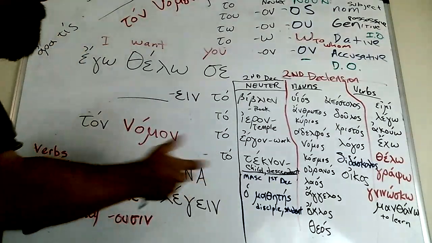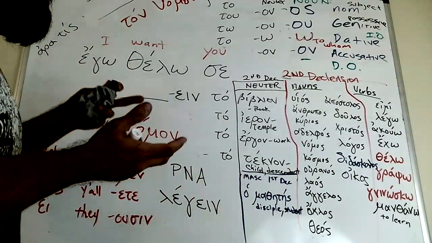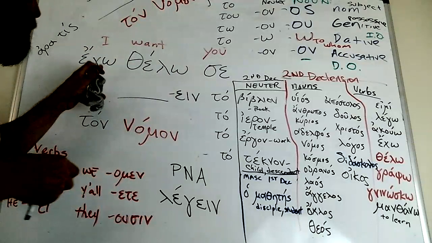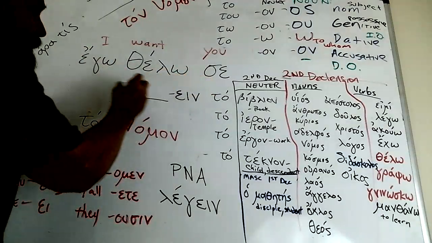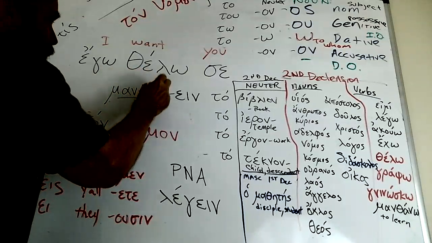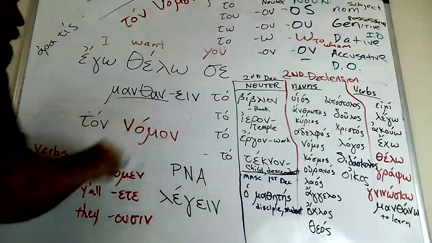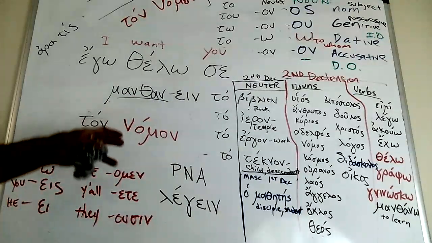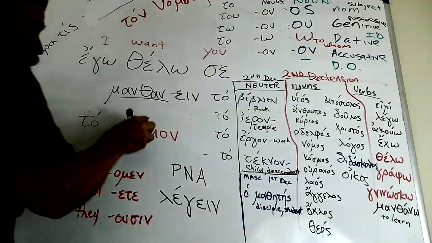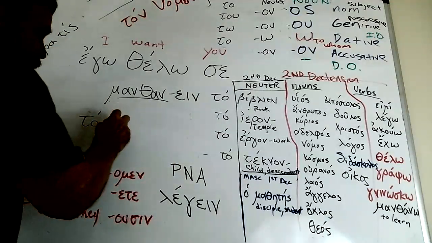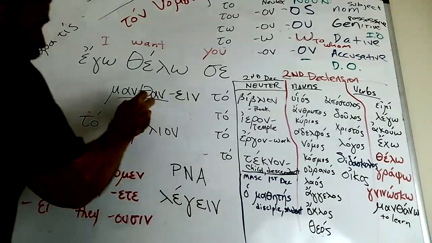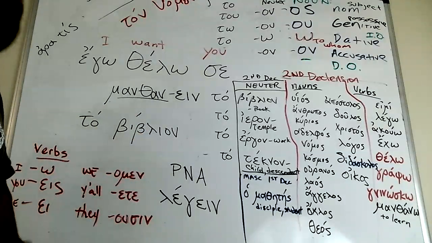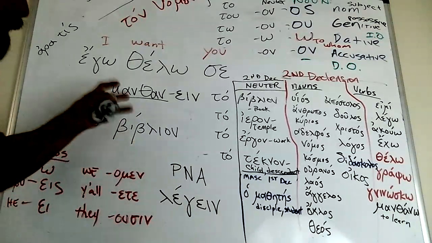So it's, for example, manthane. Who wants to learn the law? You could say that. Tis manthane ton nomon. So who wants to learn the law? Then I could say, ego thelo se manthane, manthane with the ending, that's the infinitive. So I want you to learn the law. Or I could change it to to biblion. I want you to learn the book. Or I could put in there ton logon. I want you to learn the word. We haven't learned the word for Greek yet, but I want you to learn Greek.